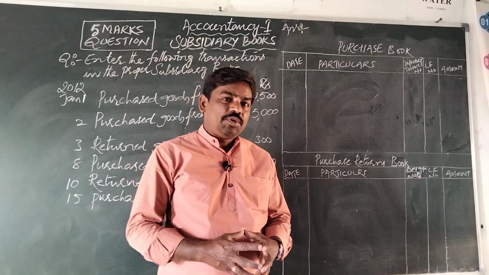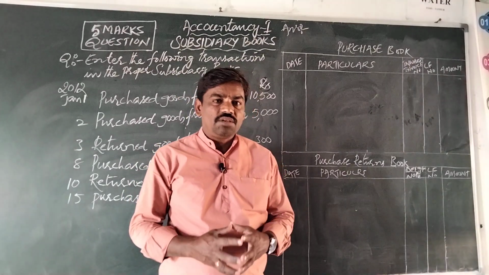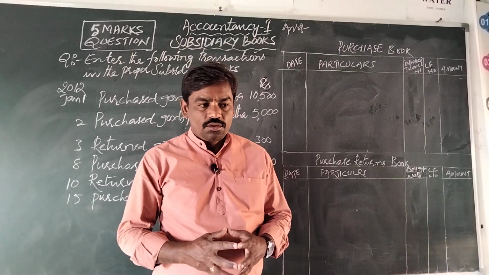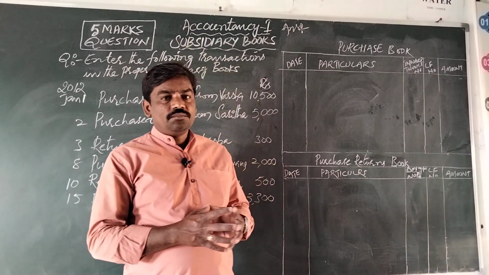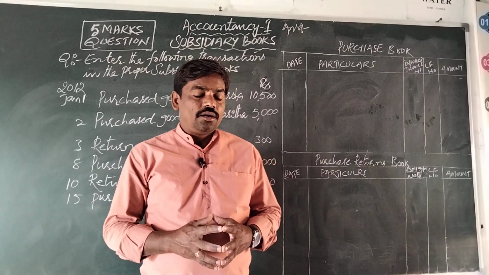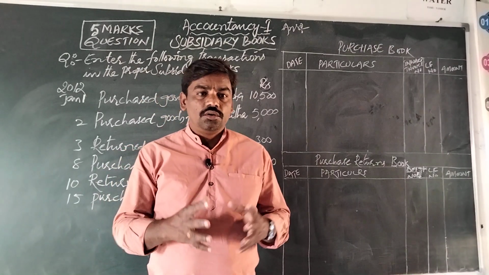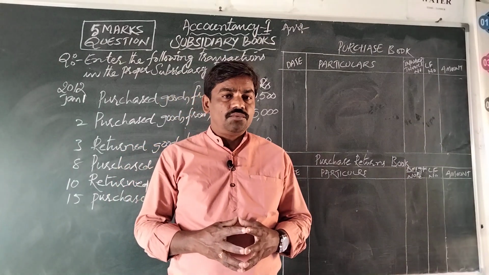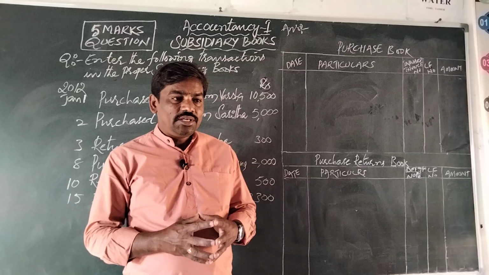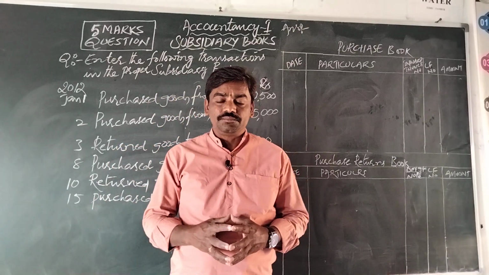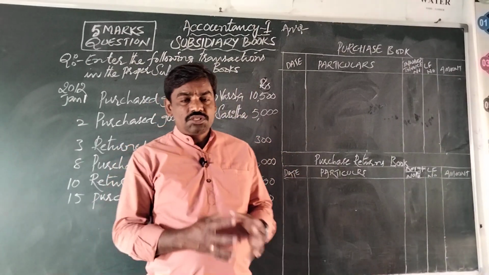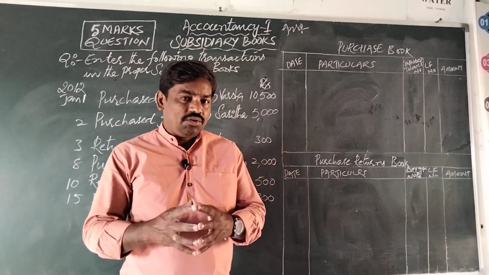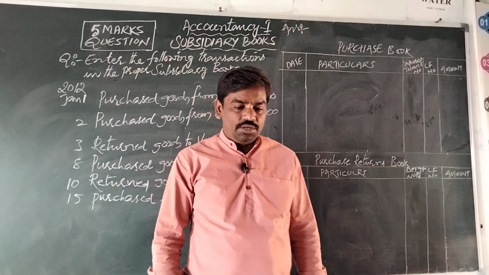In the annual examination, you will be given one problem from this chapter, subsidiary books. I will explain how to solve the problem, and this type of problem will come in the annual examination for 5 marks. Whenever you are given a 5-mark question from this chapter, you have to solve the problem the way I am going to explain in this video.